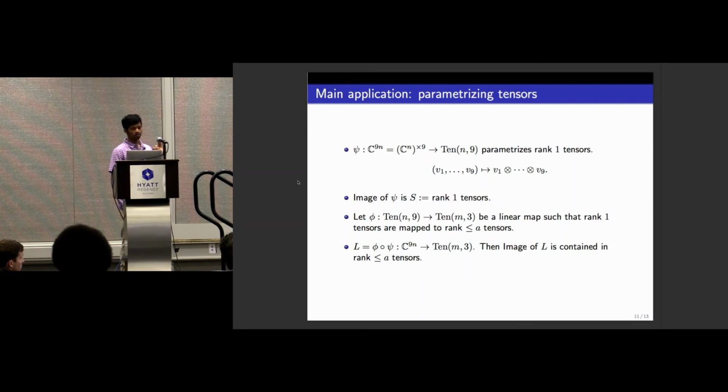Then I will take my map to be the composition of the two. And what is the composition of the two going to have? It's going to have the property that the image of L is contained in rank at most a tensors.